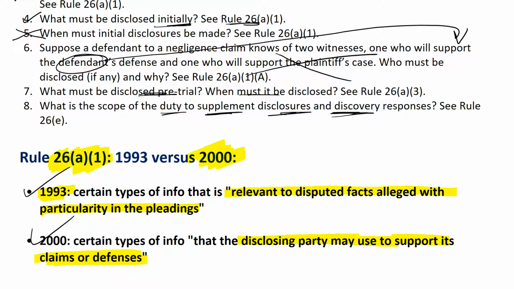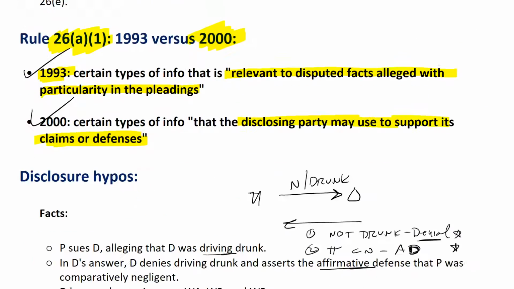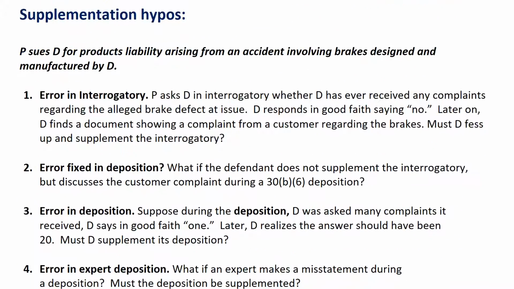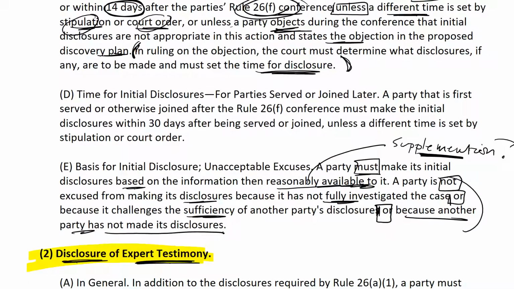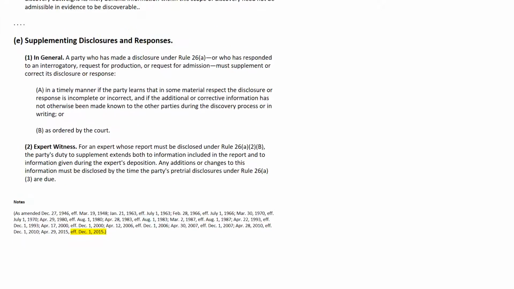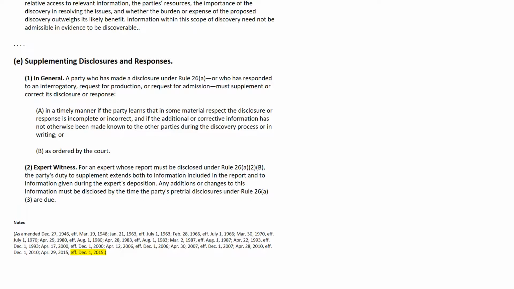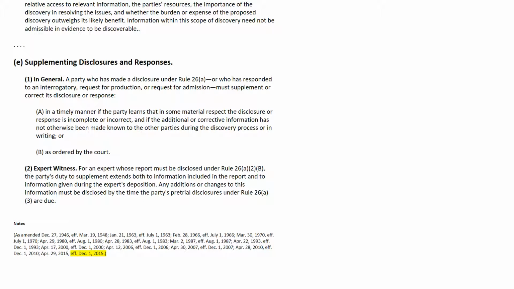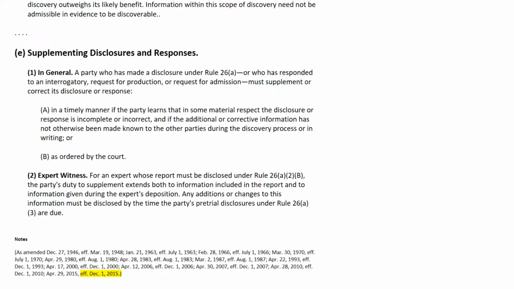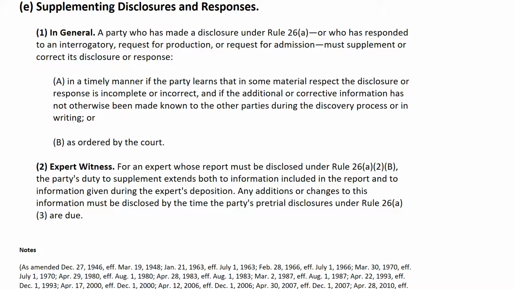I think that leaves just one more thing, which is the scope of the duty to supplement disclosures and discovery requests. Here we're looking at Rule 26(e). Let's start off by looking at the rule, and then we'll go ahead and do the hypos. The rule says a party who's made a 26(a) disclosure, and remember, that includes the initial disclosures, the expert disclosures, and pretrial disclosures. So it covers disclosures. It also includes those who respond to interrogatories, requests for production, or requests for admission.